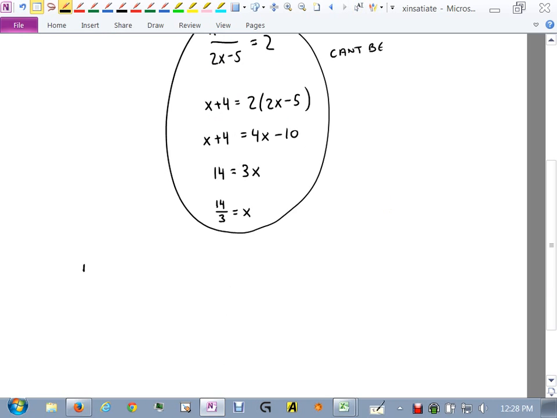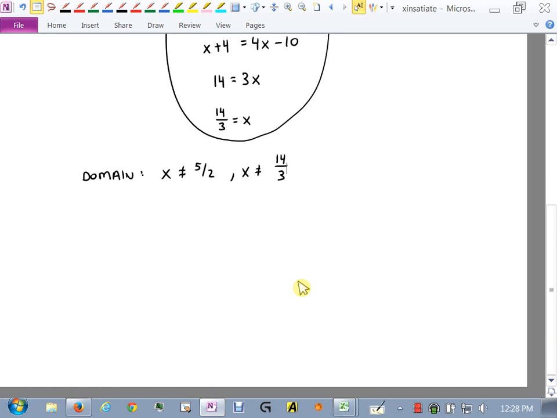So my final domain, I said x could not be 5 halves, and x could not be, what? 14 thirds. Which in interval notation is negative infinity to 5 halves, union 5 halves to 14 thirds, union 14 thirds to infinity.